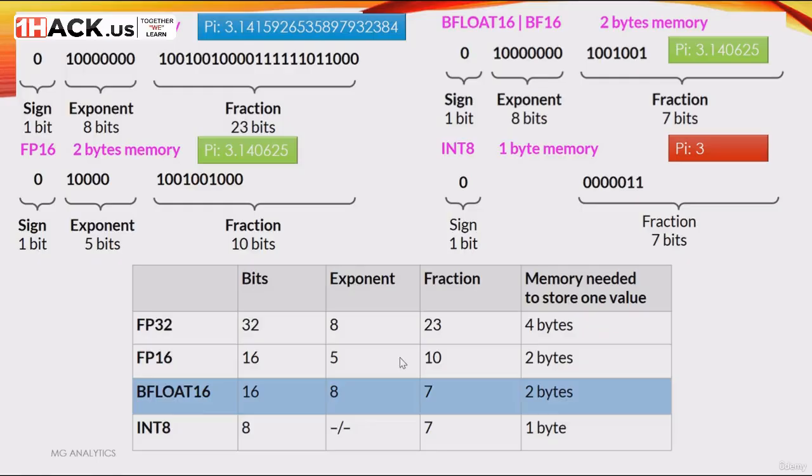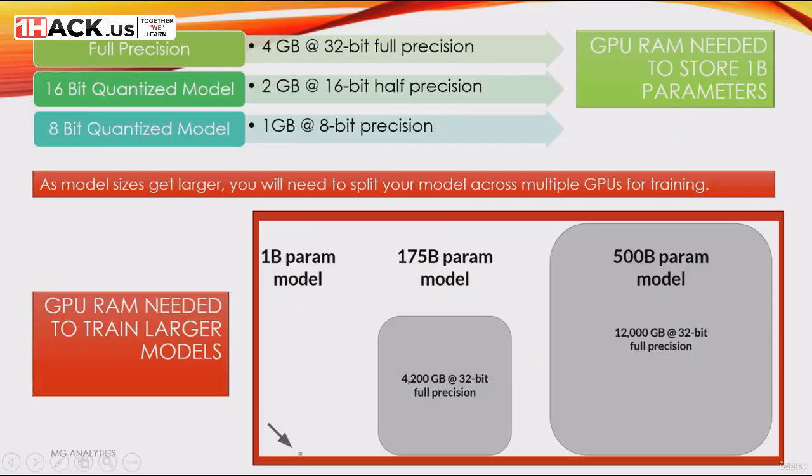Now let us have a look further. A full precision model is a model which has not been quantized. So in that case, if we have a 4 GB model with 32-bit full precision, then the GPU RAM needed to store 1 billion parameters would be this much. A very small amount of memory will be needed. And this is the GPU RAM needed to train a model with 1 billion parameters.